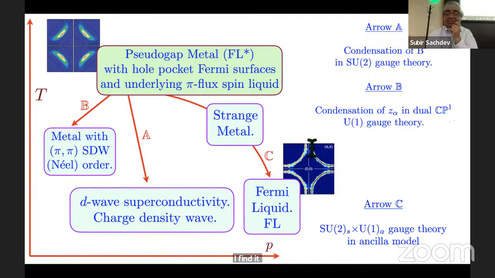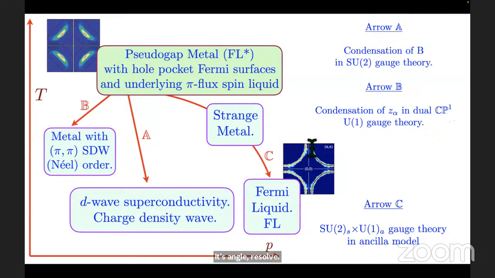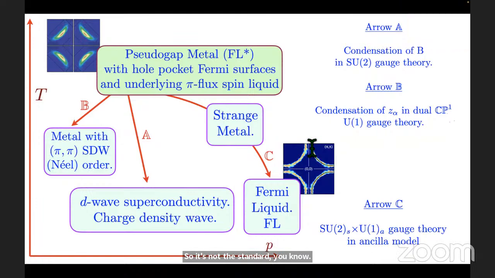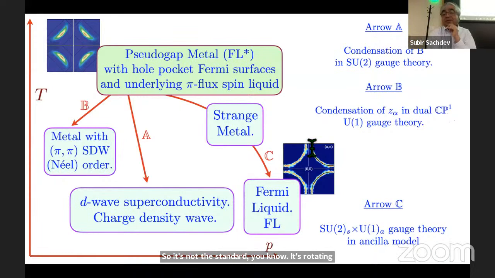Is this quantum oscillations or is it angle ADMR? It's angle resolved magnetoresistance oscillation. So it's not the standard one, it's with the magnetic field tilted, yes. Okay, I'm aware of the previous paper. Okay, ADMR. I wasn't counting ADMR as observation, but maybe in this case they have much cleaner data.